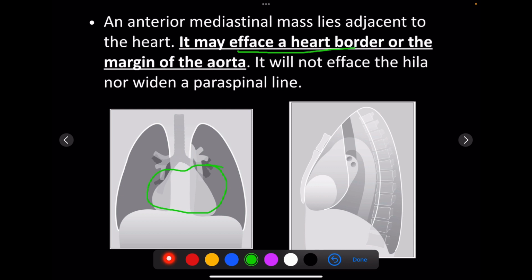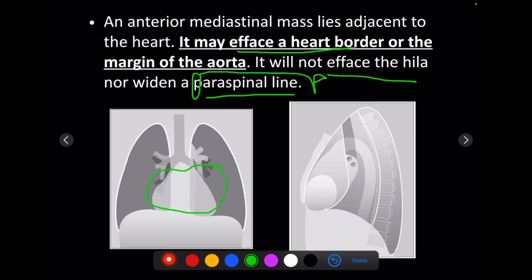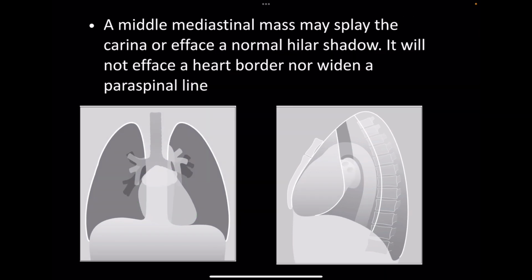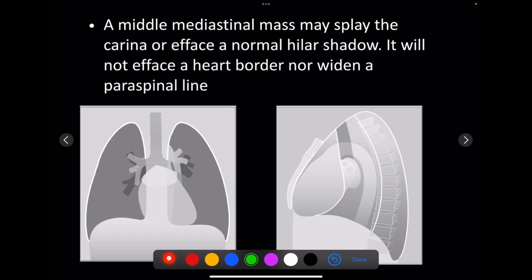and it will not affect the hila or the paraspinal line which is present in the posterior mediastinum. P for P: paraspinal, posterior mediastinum. Now middle mediastinum mass, what will it do? This is the carina. This angle is increased. So this mass is increasing the carinal angle.